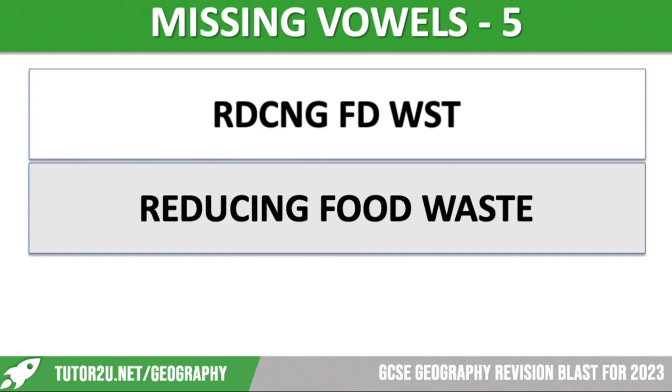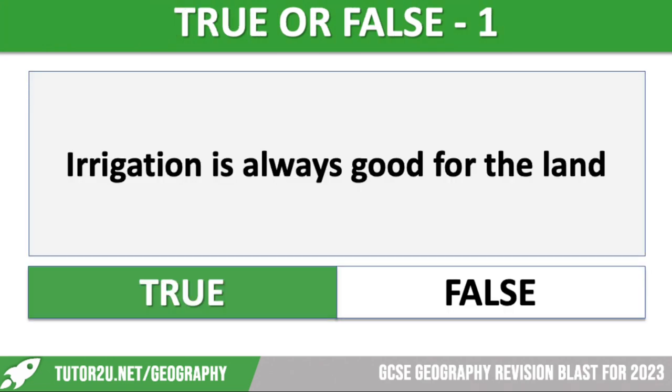So we could reduce this with better labelling in supermarkets, processing food to increase shelf life, and not rejecting food for cosmetic reasons. So some of you will have seen that supermarkets have been selling so-called wonky veg in recent years, which is a lot cheaper. So well done if you managed to guess those correctly. Right, we're going to round off this revision blast with five true or false statements.